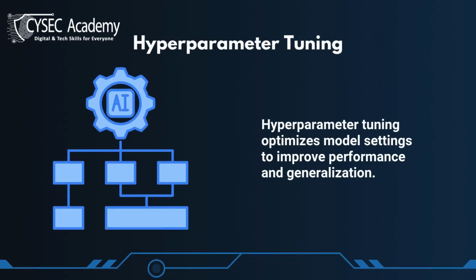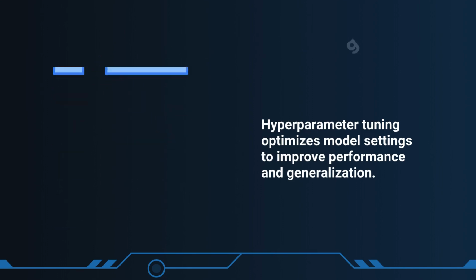Hyperparameter tuning. Hyperparameter tuning is the process of optimizing the hyperparameters of a machine learning model to improve its performance. Hyperparameters are preset values that, when tuned effectively, improve model accuracy and generalization. Let's discuss some key aspects of hyperparameter tuning.